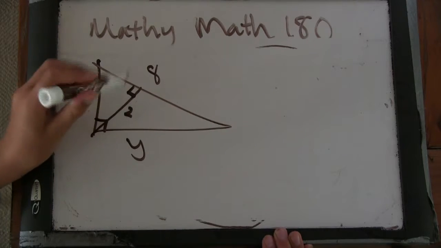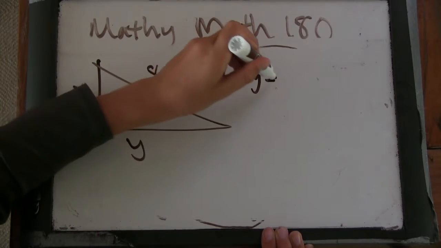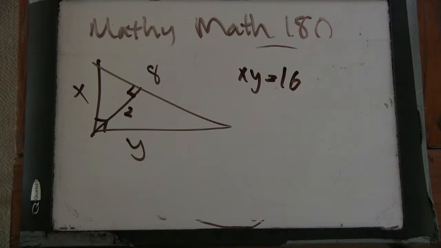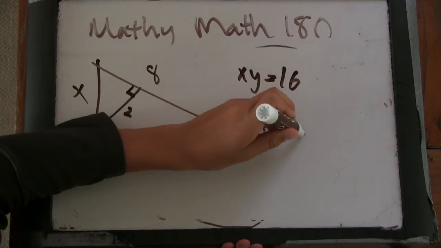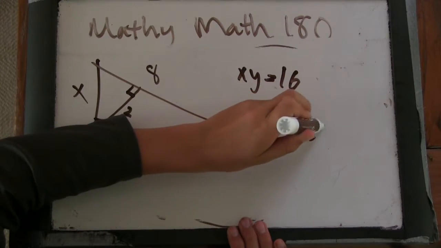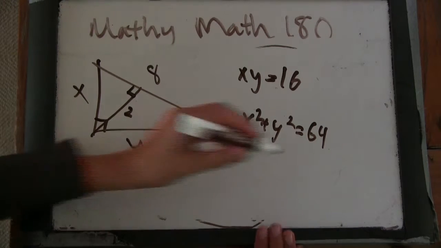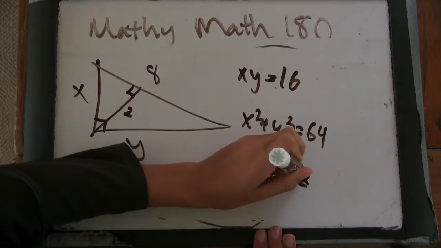Or actually, we don't really need this, but it says that x times y over 2 is 8, so x times y is 16. Okay, x times y is 16. And then from the Pythagorean theorem, we can get x squared plus y squared is 8 squared is 64. Then, since we're trying to solve for x plus y, we gave x plus y a variable. We called it z.